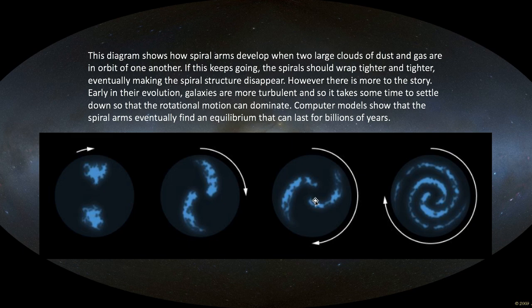And then the other thing we can do is use our knowledge of physics and build that into computer models and see what happens when you just apply the laws of physics to two clouds of dust and gas that are in contact with one another with heavy amounts of turbulence. And the models are able to reproduce what we see out in the universe. And so we have a reasonably good understanding now of how galaxies come to be the shape that they are.